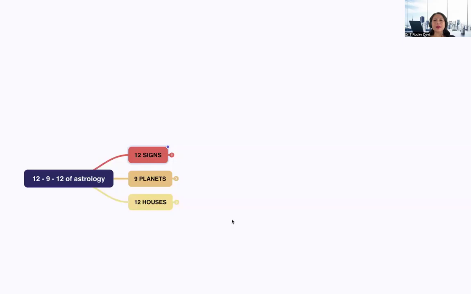Now I'll discuss with you how each of the Rasis gives different meaning about the personality and characteristics of a person. So let me share with you how it is. You can see that, I'll share with you my mind map.